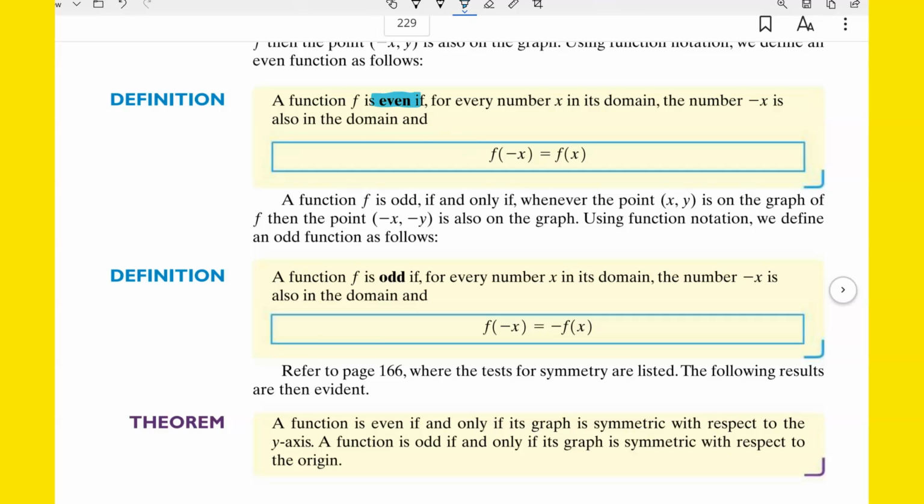So you'll have the point -2, 10 and +2, 10. Those will both be points on the graph. That's just for example. All right.